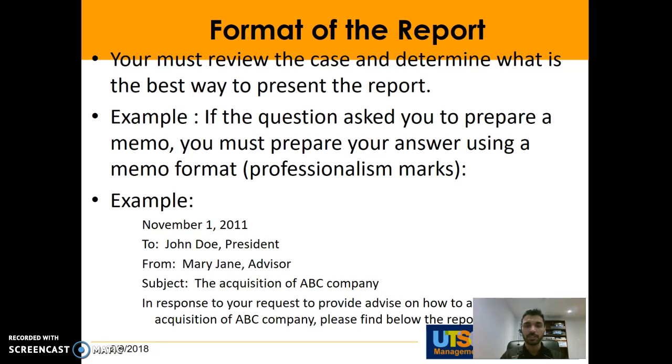Format of the report, this is extremely important, usually results in some form of professionalism marks. You want to use the memo format. So that's this to, from, re, or to, from, subject line, and then get into what they're asking you for.